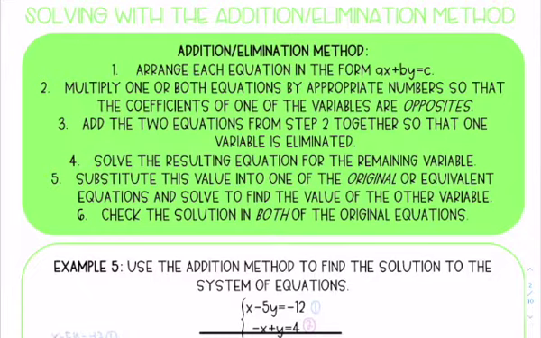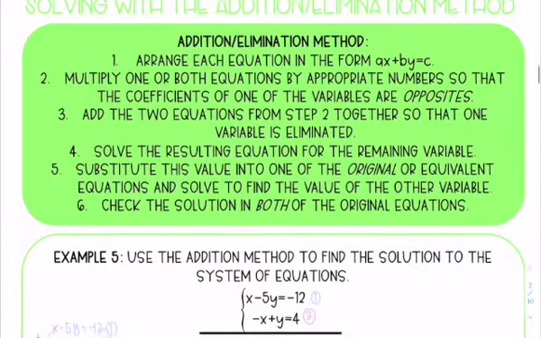You're going to solve the resulting equation for the remaining variable. You'll substitute this value into one of the original or equivalent equations and solve to find the value of the other variable. And you check the solution in both of the original equations. So let's go ahead and try this out. Again, I always want to label my equations.